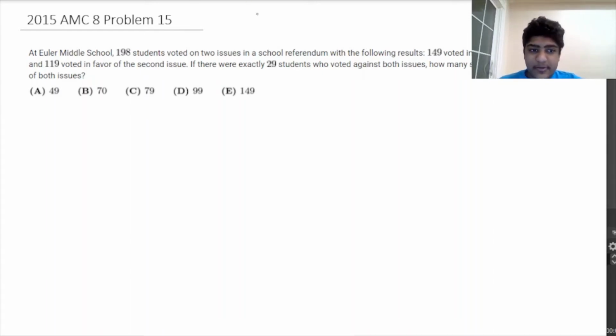Today we will be solving problem number 15 of the 2015 AMC 8. So let's get started. At Euler Middle School, 198 students voted on two issues in a school referendum with the following results. 149 voted in favor of the first issue and 119 voted in favor of the second issue. If there were exactly 29 students who voted against both issues, how many students voted in favor of both issues?